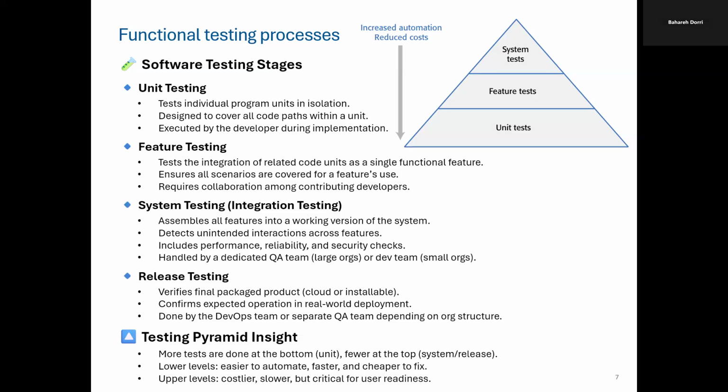Finally, we have release testing. We have packaged the software. It's basically ready for the real world, whether it's going to the cloud or being downloaded on a phone. You're verifying that what you ship is actually what works for your users. The shape of the pyramid reminds us of best practice. Do more testing at the lower levels because it's faster and cheaper, and gradually build confidence as you move up.